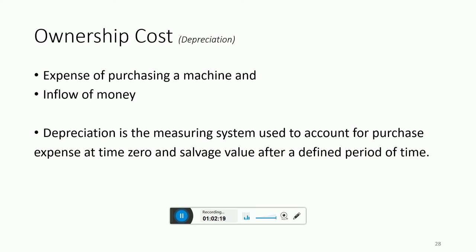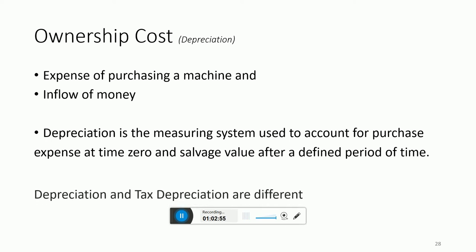Depreciation is a measuring system which is used to account for the purchase expense at zero time, because zero time is when we are buying the equipment, and the salvage value after a defined period of time. For example, the equipment life is 5 years. So what worth does it have right now at zero time, and what worth will it have after 5 years? Just subtracting these two, we get the amount on which the depreciation is applied.